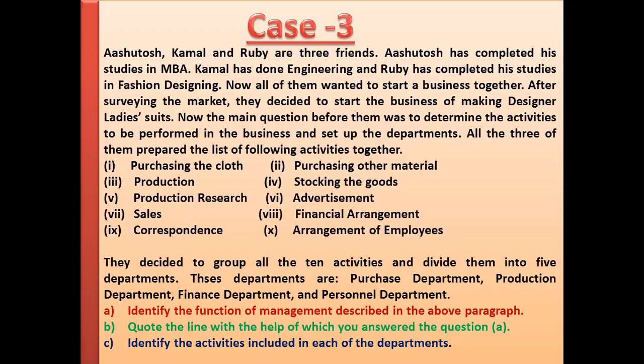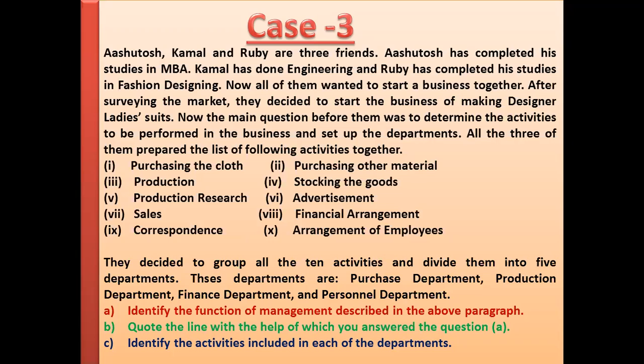Now, the main question before them was to determine the activities to be performed in the business and set up the departments. All 3 of them prepared the list of the following activities together. So here is the list: purchasing the clothes, purchasing other material, production, stocking the goods, production research, advertisement, sales, financial arrangement, correspondence, arrangement of employees. So they listed all these activities that they are expected to perform if they are going to open the business. They decided to group all the 10 activities and divide them into 5 departments.